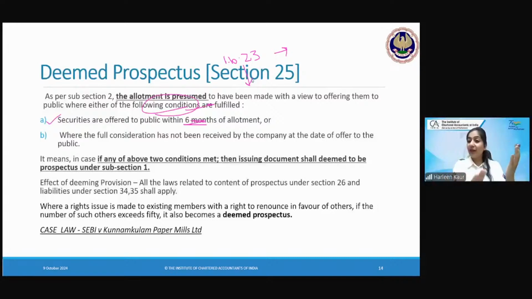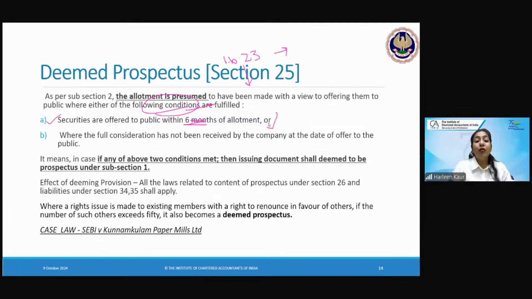Otherwise, the company can say that we have made a sale to the issuing house, so why are you calling it a prospectus? So law says there are certain conditions which you have to see. You have to see what was the intention of XYZ company. The intention was to go to the public because within the 6 months, the agreement was made between the issuing house and the company and the allotment of securities has happened. That means the intention of the company was to go to the public only. So this document is presumed to be a prospectus.